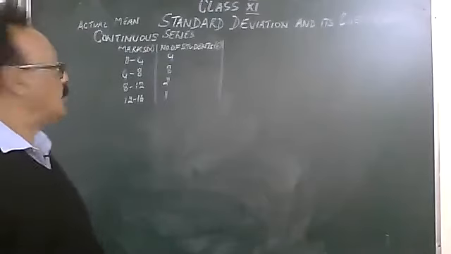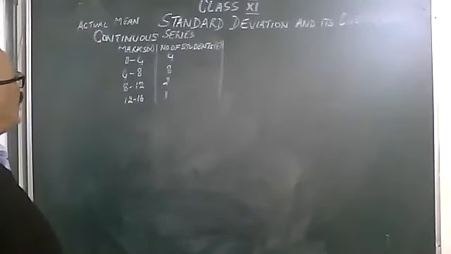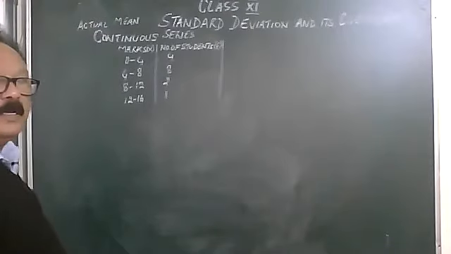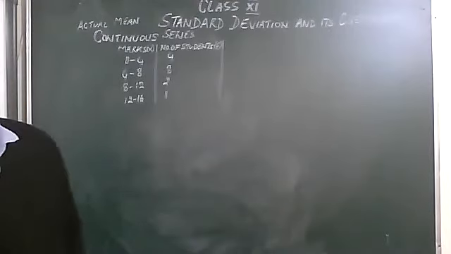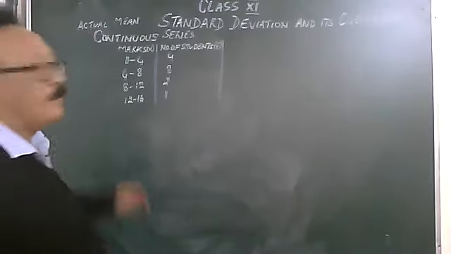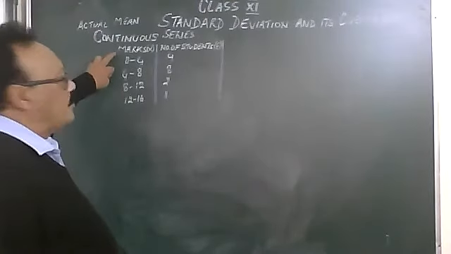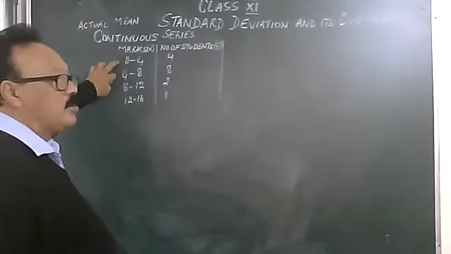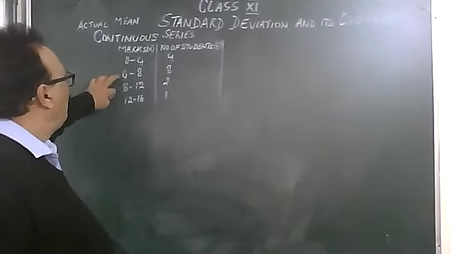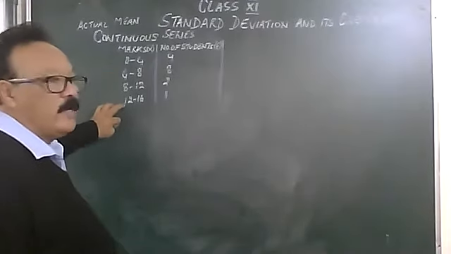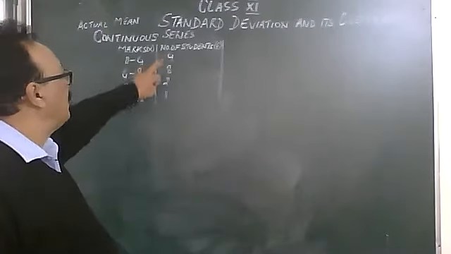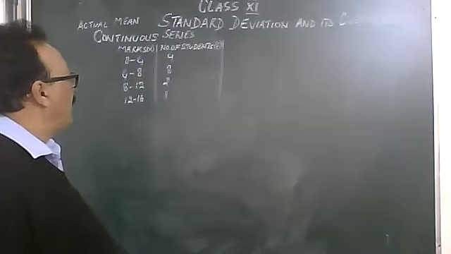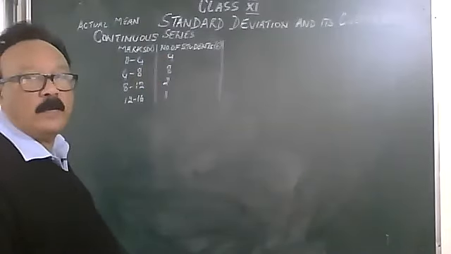So the question is, calculate the standard deviation and its coefficient by the actual mean and the direct method. So first and foremost, we have the marks, which is x, given in classes of 0 to 4, 4 to 8, 8 to 12 and 12 to 16, and the number of students, which is the frequency, is given as 4, 8, 2 and 1.